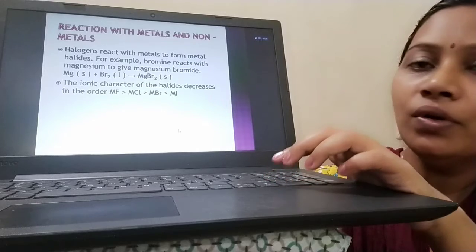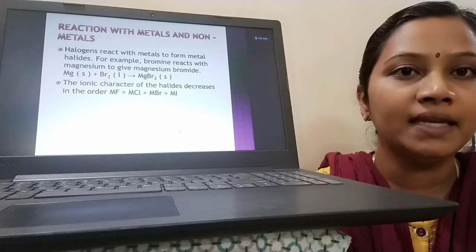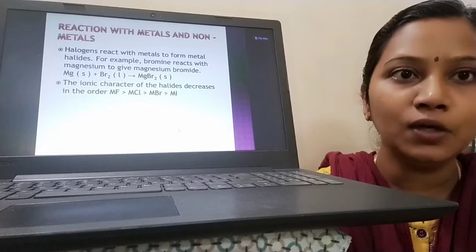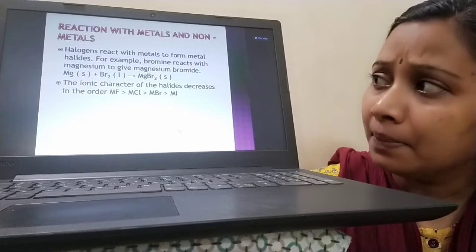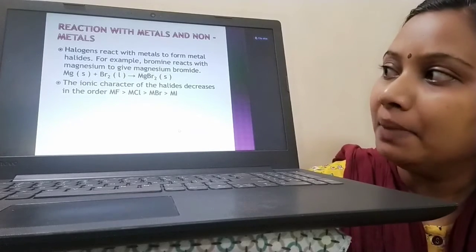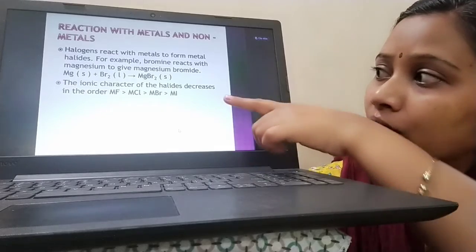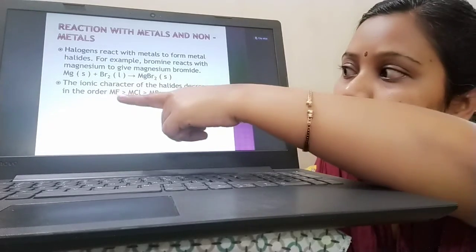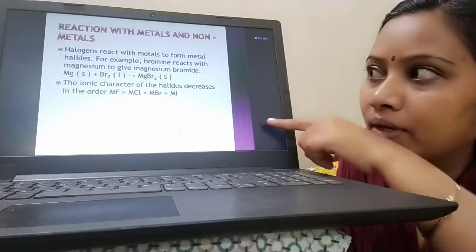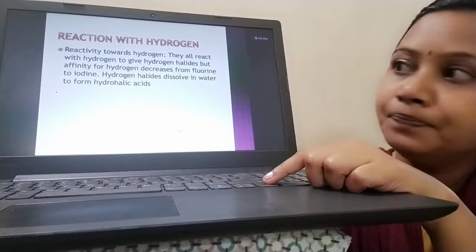Now, how about their reaction with metals and non-metals? How will halogens react with the metals and other non-metals? For example, bromine can react with the metal magnesium to form magnesium bromide. Similarly, the ionic character decreases from fluoride, chloride, bromide to iodide. This is an example of a halogen reacting with metals.